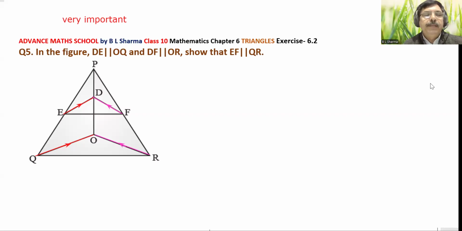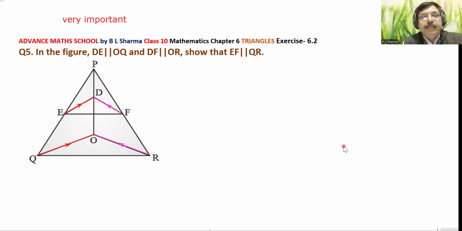Hello everyone, my BL Sharma Maths sir discussing exercise 6.2, chapter 6 triangles of class 10th mathematics, and these questions are from NCERT book. In this figure it is given that DE is parallel to OQ and DF is parallel to OR, and we have to prove that EF is parallel to QR.